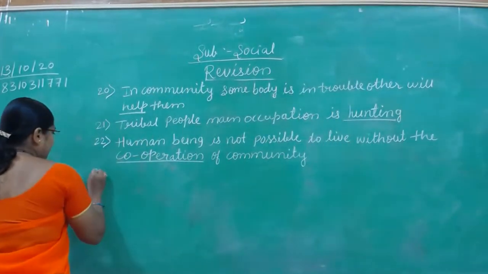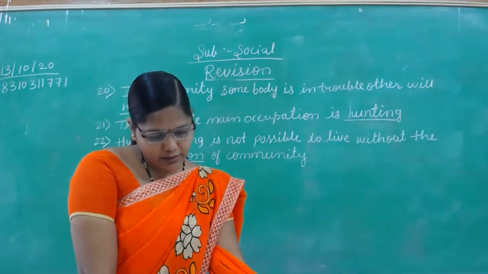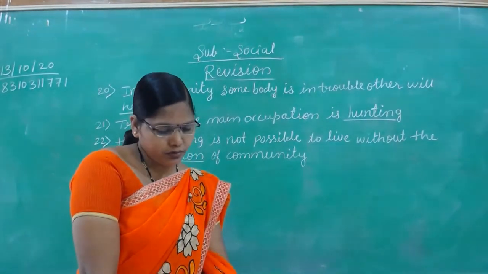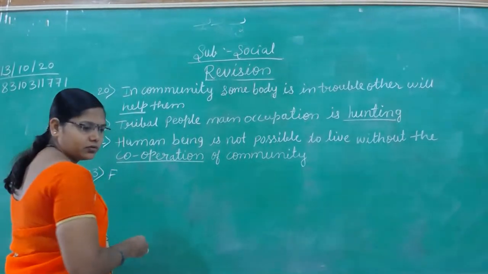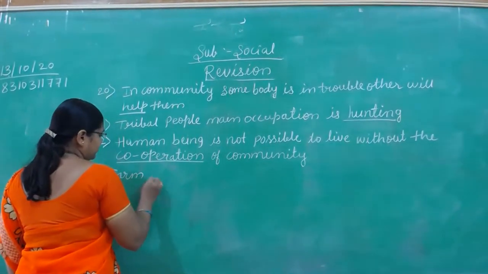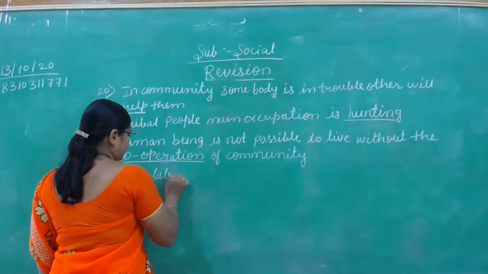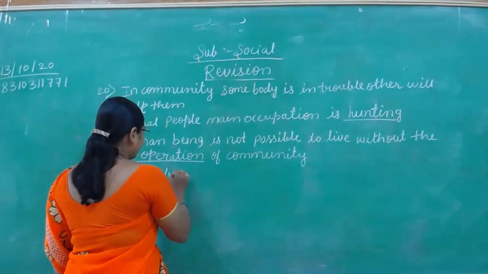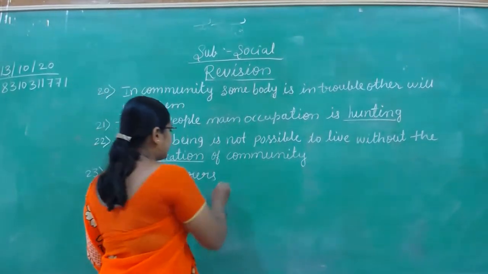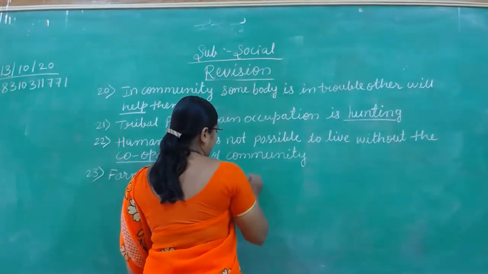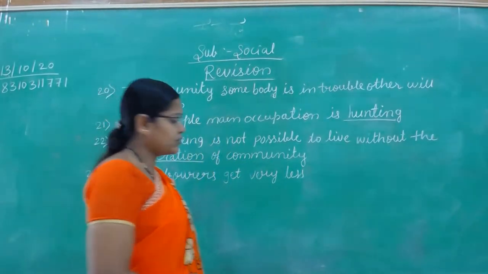Continue, you should write 23. Agriculture lesson, now fill in the blanks. Only 5 I want to give. See, farm laborers get paid very less wages.